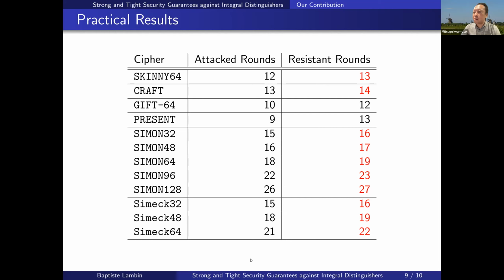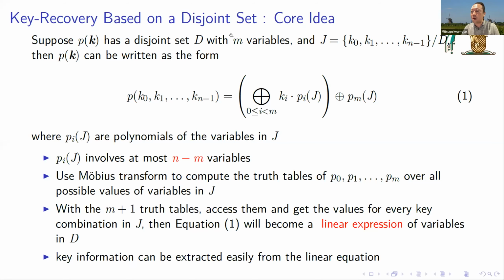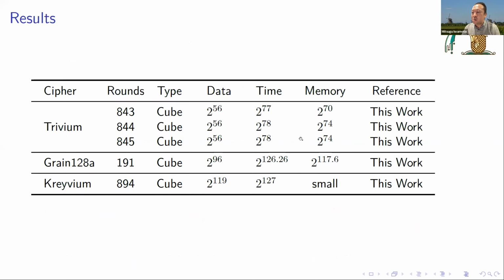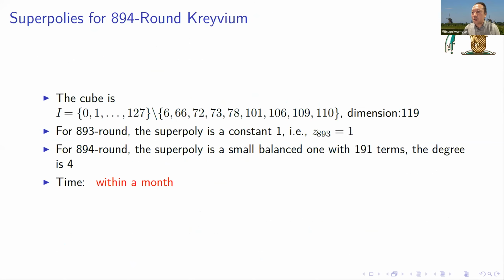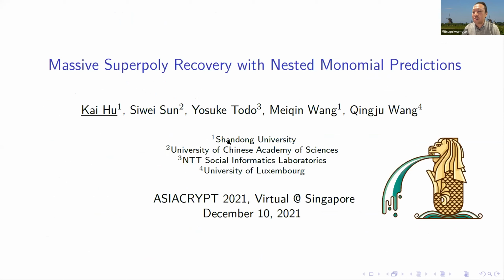So let's move to the third talk. The third talk is entitled Massive Superpoly Recovery with Nested Monomial Predictions. The authors are Kai Hu, Siwei Sun, Yosuke Todo, Meiqin Wang, and Qingju Wang. The speaker is Kai Hu. Okay, please go ahead.